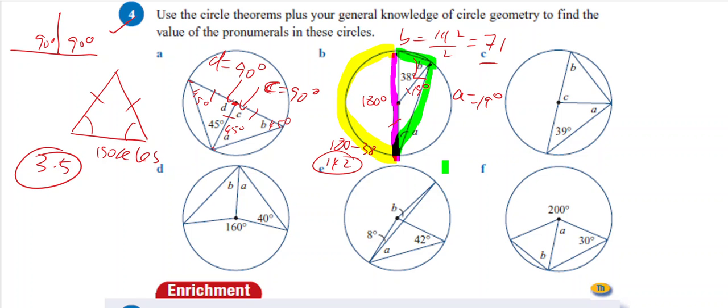Sometimes you need to use the arc property. For example, for D, if you draw an arc there, that's 160, which means A plus B, the angle here, would be 80 degrees. You also need to use the isosceles triangle property, because we know this has to add up to 80 degrees. We know this is the isosceles triangle. This is 40, that's 40. So if that's 40 and that needs to add up to 80, that must equal 40 as well.